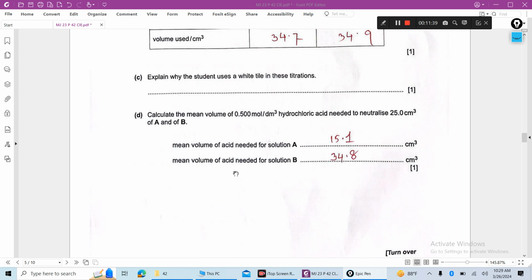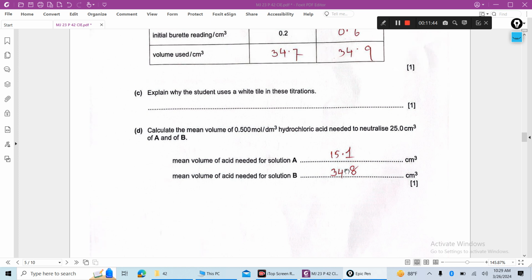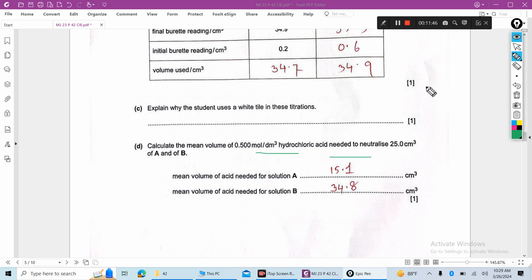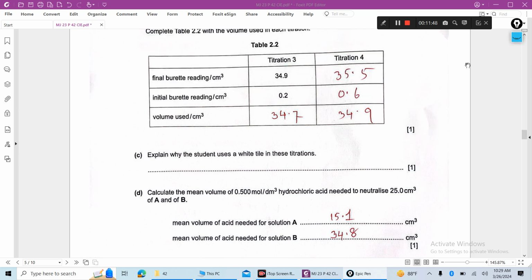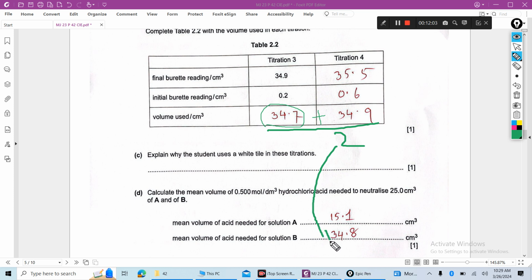Then mean volume means the average volume of acid needed for solution B. This result is for solution B: 34.7 plus 34.9 divided by 2, then you get 34.8. This is the mean volume of acid needed.